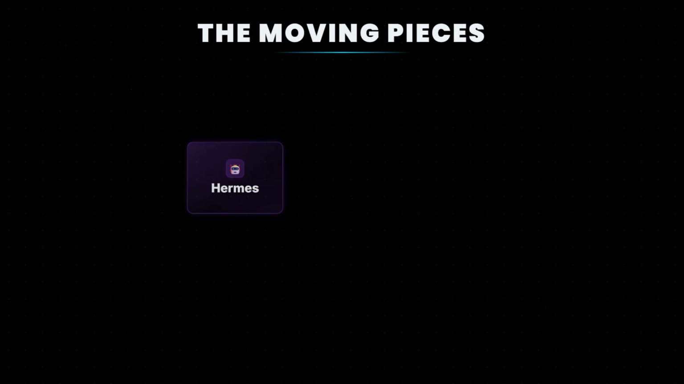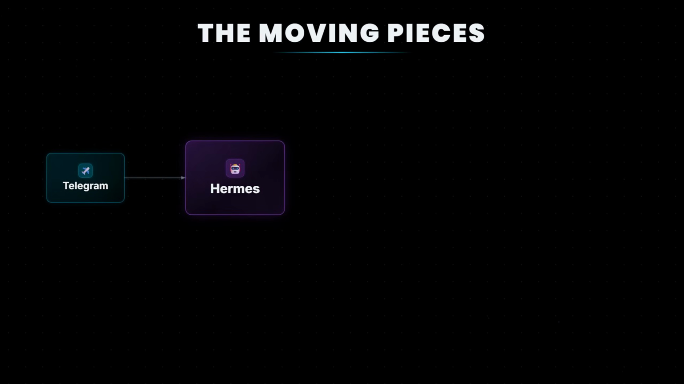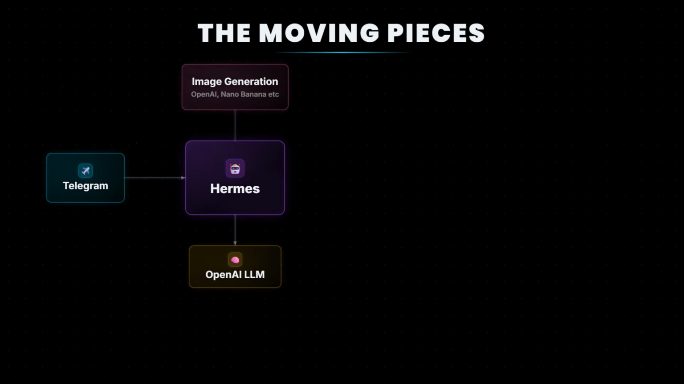Now to begin with, we will have our Hermes agent set up on our VPS. Next, we will connect it to Telegram so that we can chat with Hermes through our Telegram. We also need to give Hermes its brain, which can be any LLM of your choice. Next, we will enable image generation so that Hermes can generate images using OpenAI. And you can use any other service you want, like Nano Banana or something else.